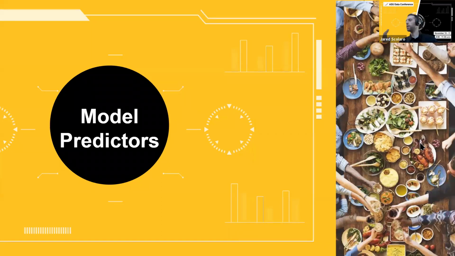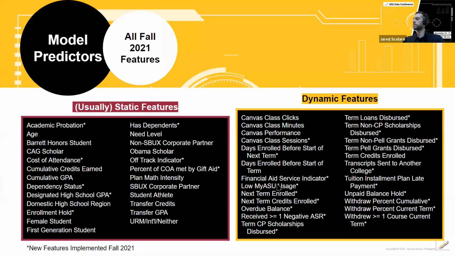So now after all this process happens for all these predictors, what actually has made it into our predictive model? So here's all the ones that we had in fall 2021. We have certain ones that are, as I said, usually static because they tend not to change. Some of them could change during the semester, but in general, they remain constant. And then some of them are dynamic, meaning they could change daily or frequently during the semester. And then the asterisk refers to the new features that were implemented in our fall 2021 model.